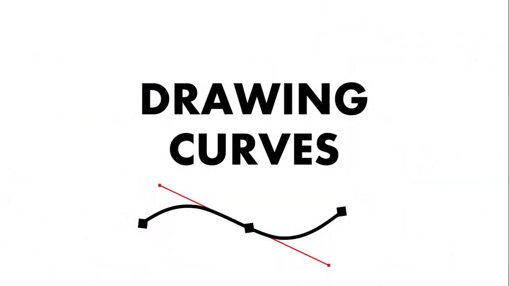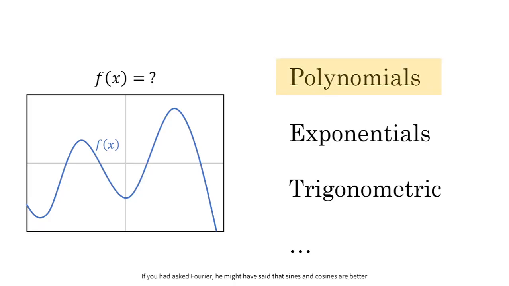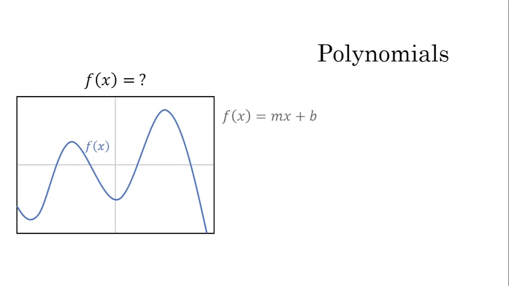To draw a curvy shape, we have many options: polynomials, rationals, exponentials, trig functions, and so on. But when you get familiar with them, you realize that polynomials are the most flexible and easiest to control. In fact, we've already used one. After all, the line equation is just a first-degree polynomial.